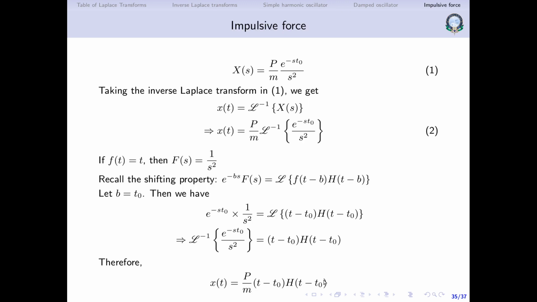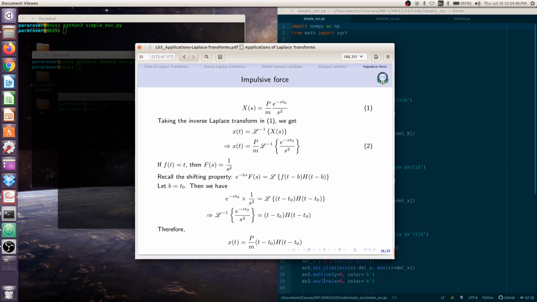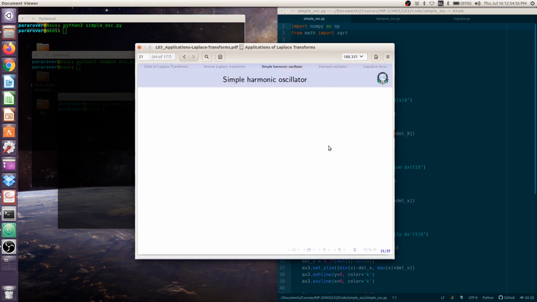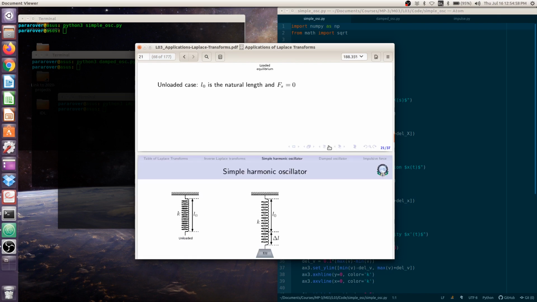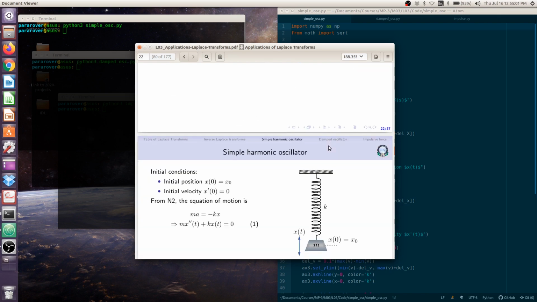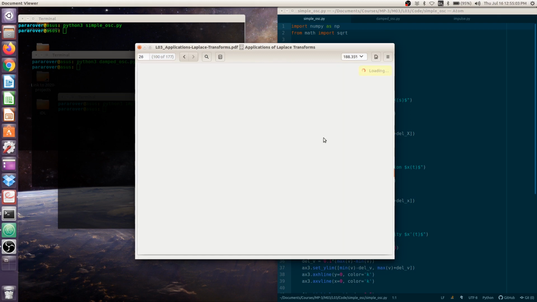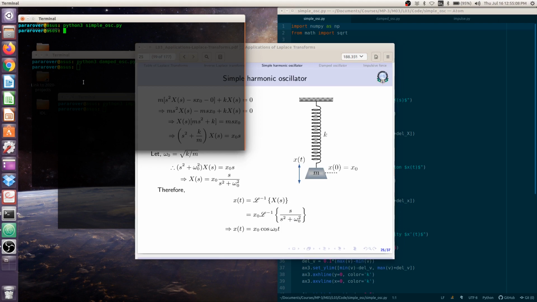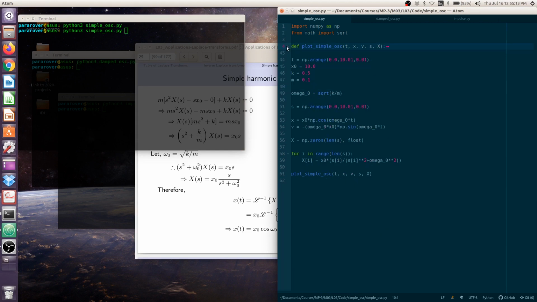So before I end, I would like to show you some of the simulations that I have done. First, we go to the simple harmonic oscillator. Let me go to the solution of this one. Yeah, this is a simple harmonic oscillator. This is the Python code for the simple harmonic oscillator. If you're interested, I could give you this code. You could run it on your own.